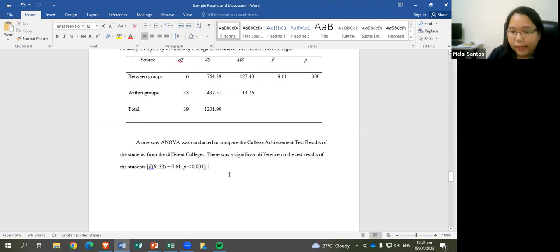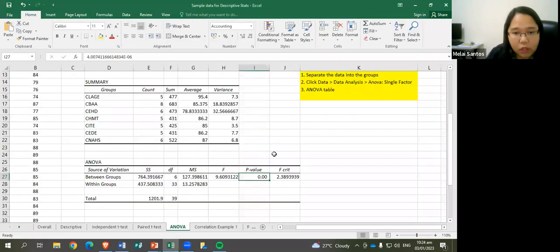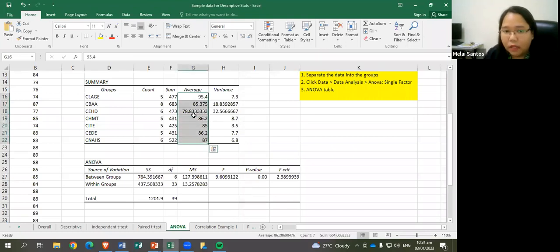So this is how you do the interpretation of the one-way ANOVA. So meaning that there was a significant difference on the test results of the colleges. How do you know? Actually, if you just look at the table above, you see that really there's a significant difference. I'm sorry about this. I don't know what happened, but the said data is the lowest of all. Bad, no? And the highest is Clage.